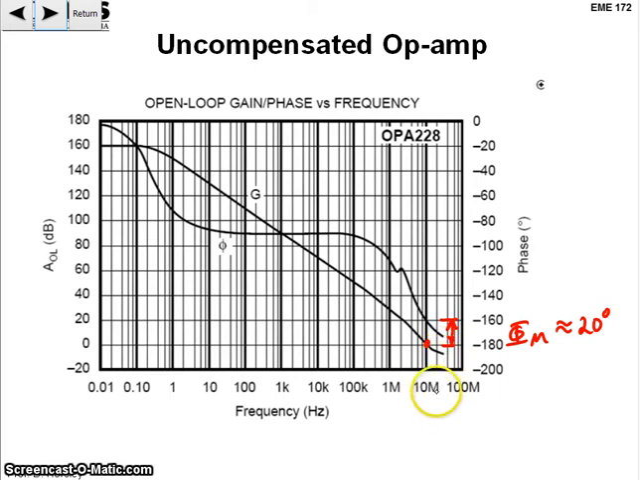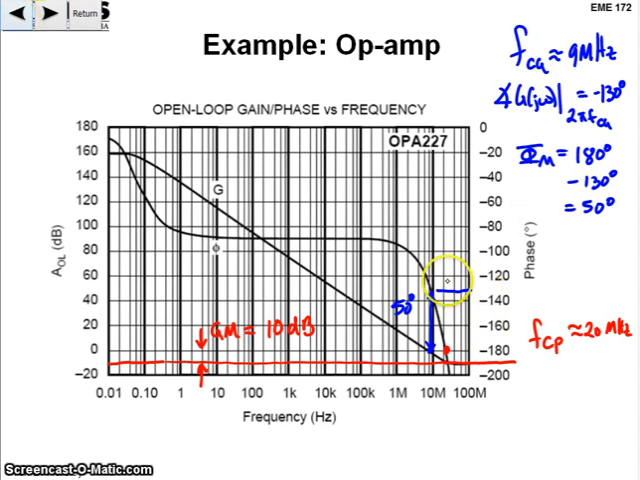And the gain margin is not so obvious here because the phase plot is not drawn out to minus 180. But the gain margin is going to be similar to the previous one, probably about 10 dB. So the difference between these two op amps is that one has a 20 degree phase margin, and the other one has a 50 degree phase margin. That's what this is here, 50 degrees.